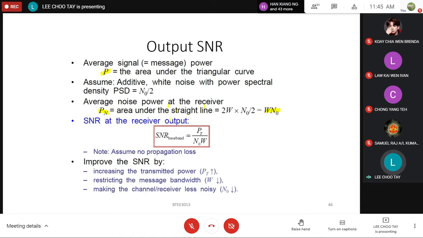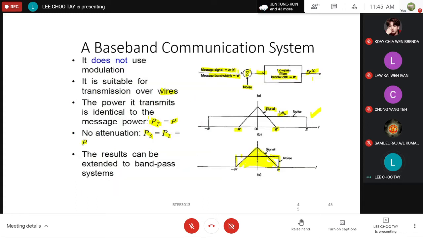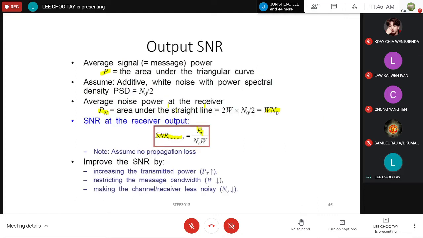So the signal to noise ratio at the receiver output for our baseband signal will be the power of the signal at the receiver, which is PS. We talked about it before. Because there is no attenuation, assuming no attenuation over the wire, PS is the same as PT, which is the same as P. So I put it as PT over the noise power, which is N naught W, which is what we get from here. Again, this is the ideal baseband signal to noise ratio with no propagation loss.